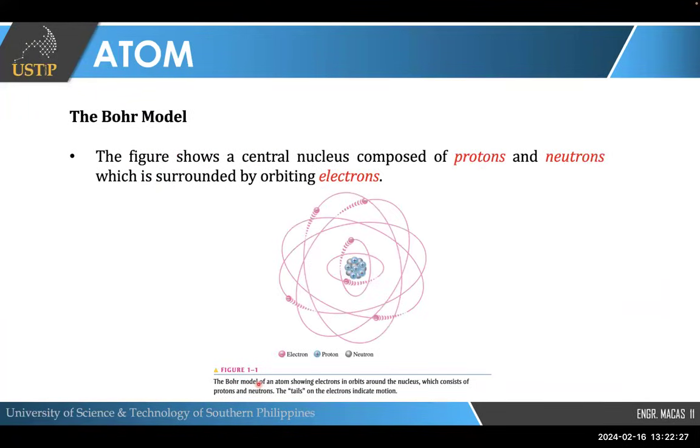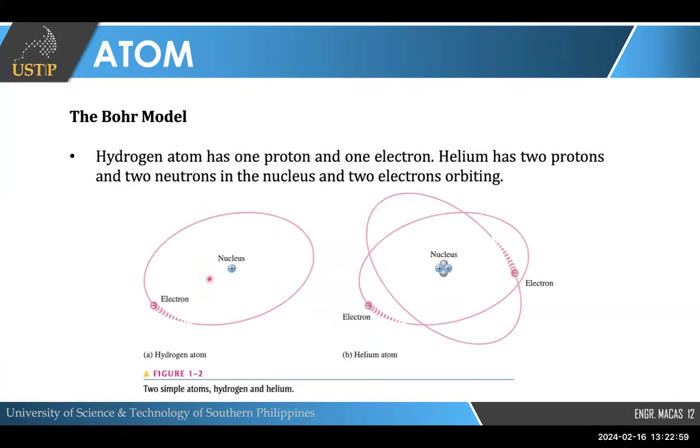So as you can see, the figure shows a central nucleus. Just a review from chemistry, the nucleus is composed of protons, positively charged, and neutrons, from the word neutral, neither positive nor negative. And it is surrounded by the orbiting electrons, which orbit in their shells around the nucleus.